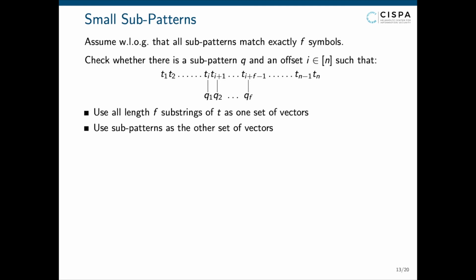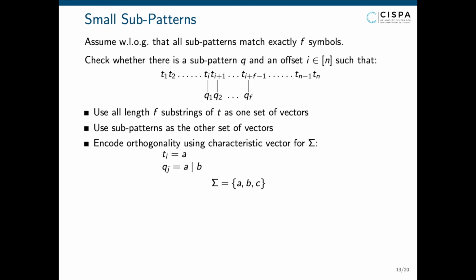But of course, this does not directly work because we have to encode these vectors in binary. For this, we use the following approach. We use the characteristic vector of our alphabet sigma. For example, consider that sigma is A, B, C, and our text T_i at some position is A, and the pattern is A or B. Then using the characteristic vector of our alphabet, we have a 1 here, and the text has no B and no C, so we put zeros here. The pattern can match an A and a B, so we put 1s here and a 0 at position C.